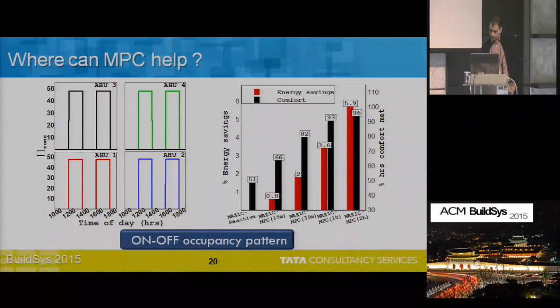And you can see both the energy savings as well as the comfort improve with increase in the look ahead information you have. For example, at 2 hours look ahead information, you have the maximum savings of about 6%, and also you have a good comfort, which is 96%, compared to a reactive one which does not even maintain comfort. It maintains it only for 51% of the hours.